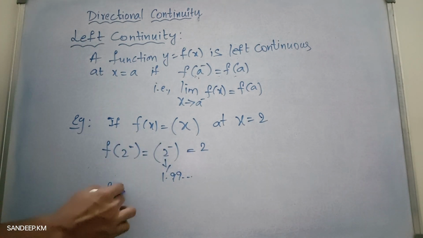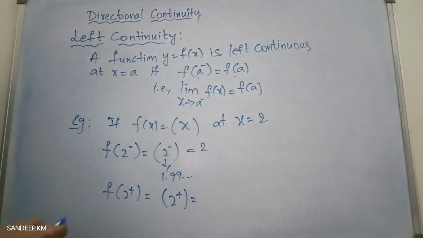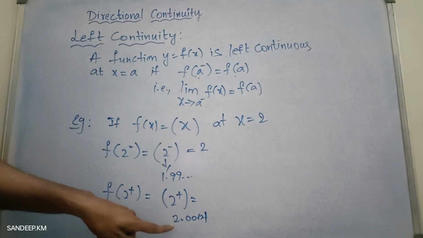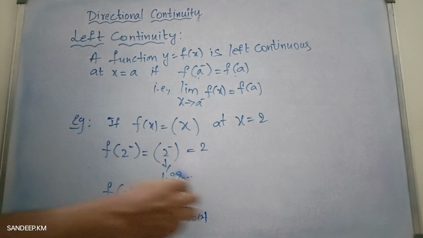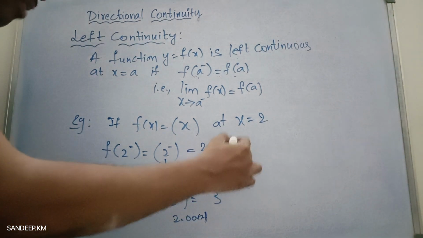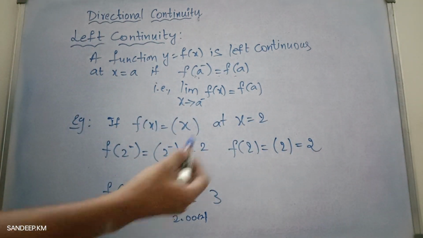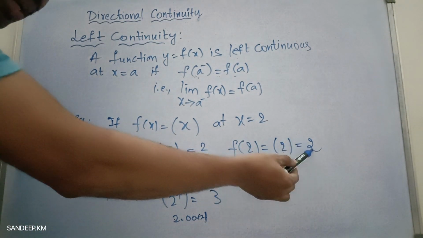Next, the right hand limit, f of 2 plus, which means the roof of 2 plus. And 2 plus means 2.000 and so on something. And the roof of 2.000 and so on, what is it? For example, if this is 2.0001, the least integer greater than 2.0001 is what? 3. It is not 2. Please understand this. Now, what is the value of the function? f of 2 is equal to roof of 2. It is 2 only. The least integer greater than or equal to this number is 2 itself.